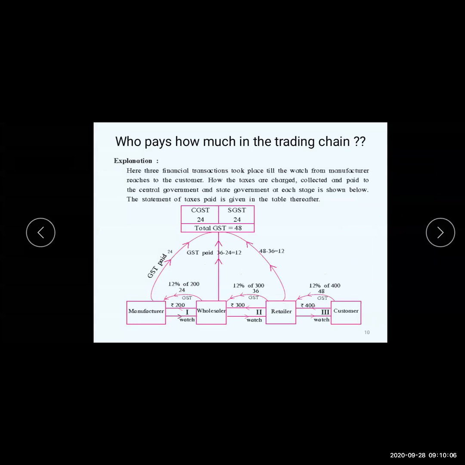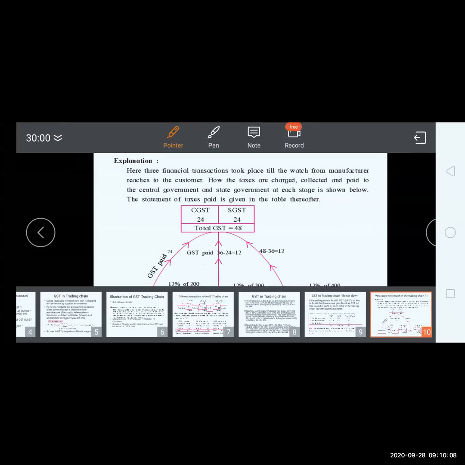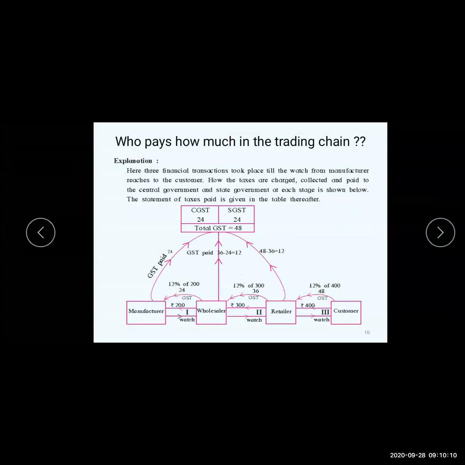Now it goes on: the wholesaler sells it at rupees 300 to the retailer and the retailer sells it at the price of 400 to the customer. So 12% GST is charged here. Now GST paid to the central government here is rupees 24, here is rupees 12 and here is rupees 12.